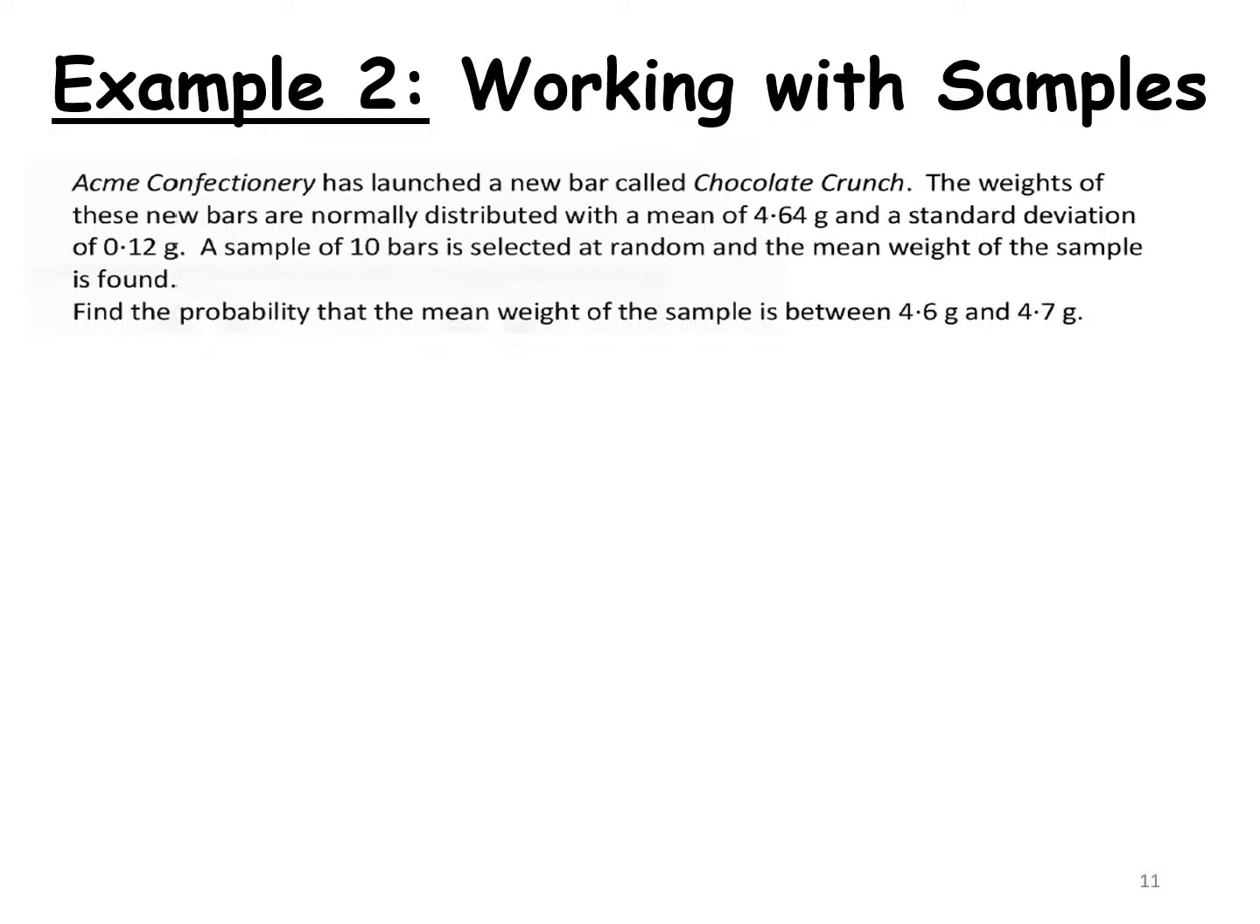Acme Confectionery has launched a new bar called Chocolate Crunch. The weight of these new bars are normally distributed with mean 4.64 grams and standard deviation 0.12 grams. So as I'm working through this, I'm underlining anything important. So my mean is given as mu, and my standard deviation is 0.12 grams. A sample of 10 bars. Okay, that's my n. I selected at random and find the probability that the mean weight is between this and this.